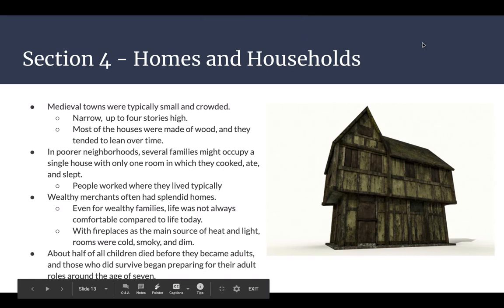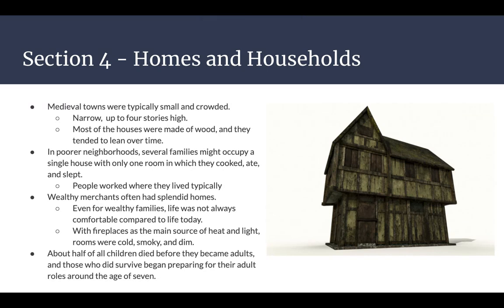All right, so medieval towns were typically very small and very, very crowded. They were narrow and could be up to 4 stories high. Most of the houses were made of wood and they tended to lean over time. So sometimes two facing houses would lean so much that the tops of them would touch each other from across the street.